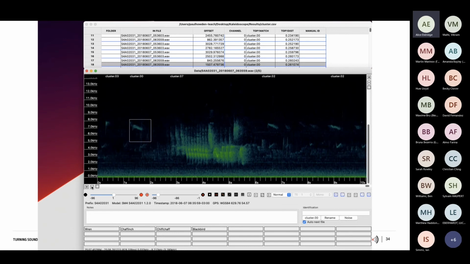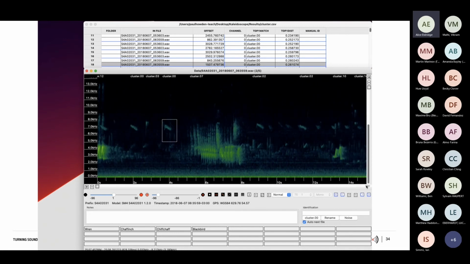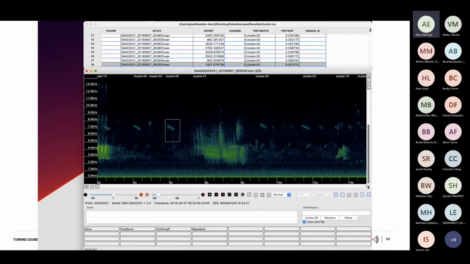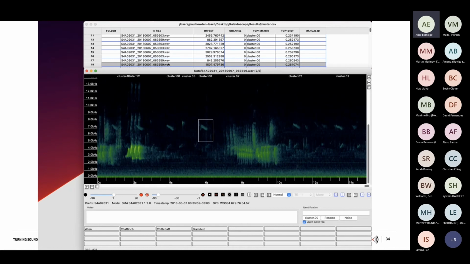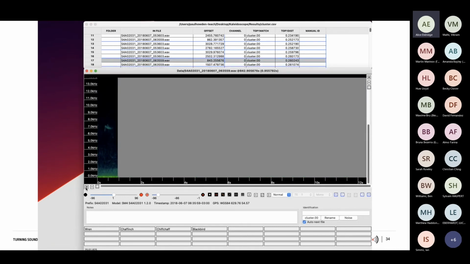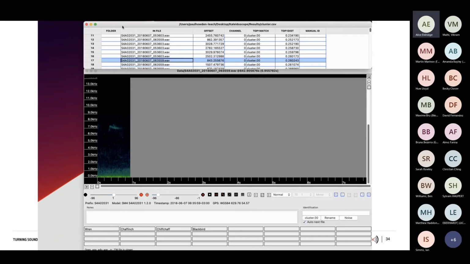Oh, I've looked at it in context. That's what I've done here. That's me not looking at the screen. So you can see here, I'm looking at it in context. You know, where is it within the file? I've only got a tiny bit of a call. And then I can label it.